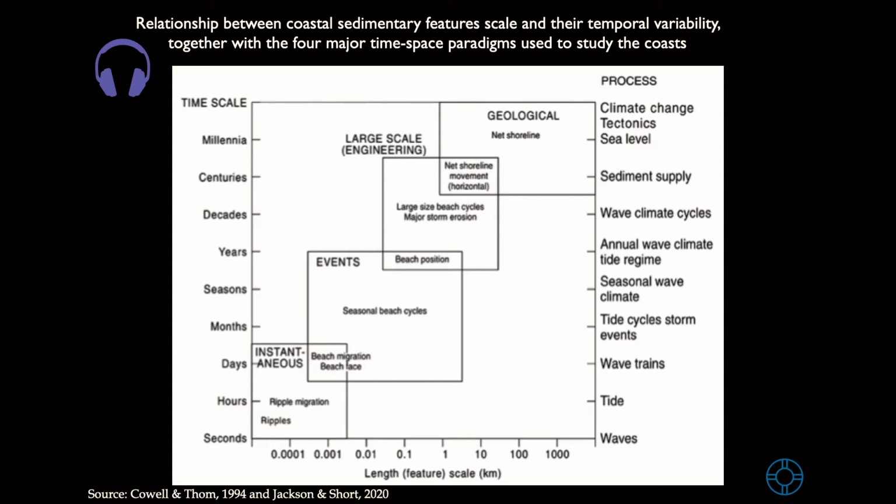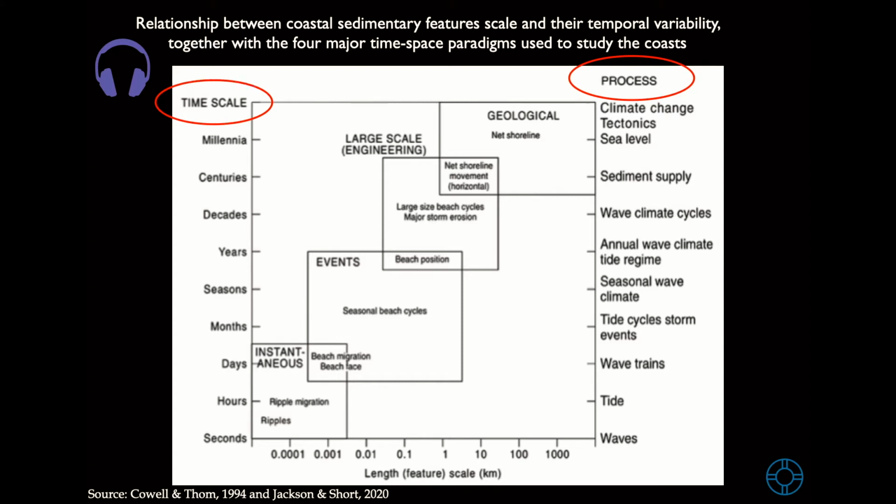In this graph, the y-axis on the right presents the scale of processes ranging from waves up to climate change. This axis includes from the bottom the tides, the wave trains, the tidal cycles and the storm events, the seasonal wave climate, the annual wave climate and the tide regime, the cycles of wave climate, the sediment supply, the sea level, and tectonics. Those processes are related to multiple time scales that can be seen in the left y-axis.